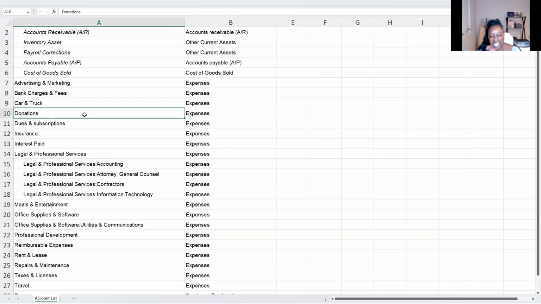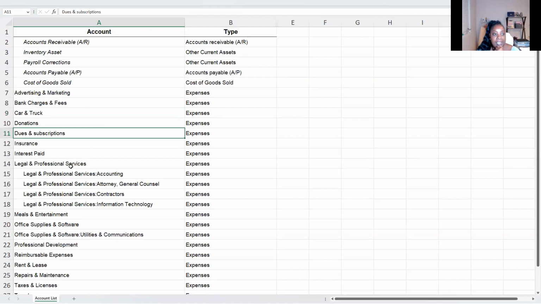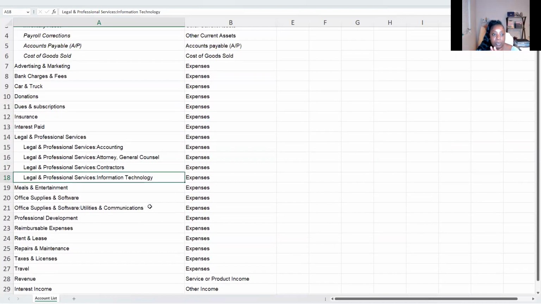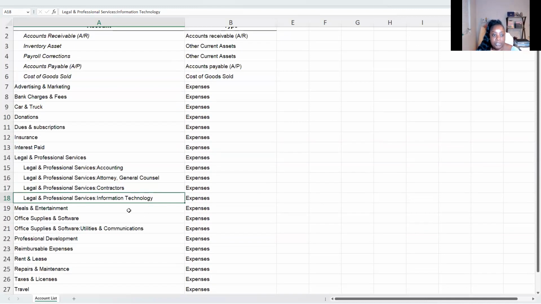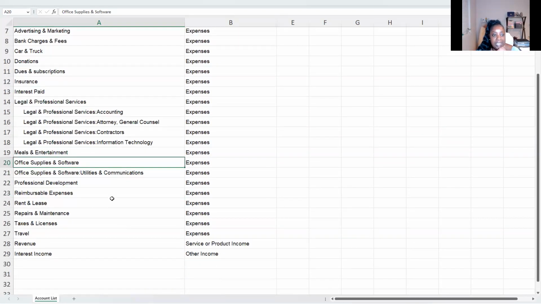Donations, that is kind of common. Dues and subscriptions, insurance. Legal and professional services. And then you have subcategories of that: accounting, your attorney, general contractors, information technology. And again, remember that you have these charts, you can always change them. Meals and entertainment, office supplies. Again, these are some of the general charts of accounts that we're used to seeing, and they're enough. That's all you need to start. But if you get to a point where you need more, they can always be refined.